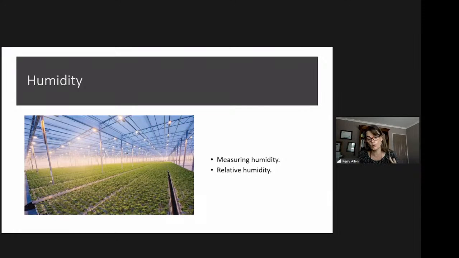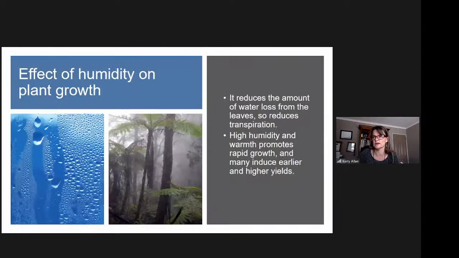Okay, so along with water, we have humidity. They go hand in hand. Humidity is, remember, the amount of heat and water that's in the air. So you need to understand how to measure humidity and what the relative humidity is for your plants. If it's really humid, that means there's a lot of water in the air and it's quite hot. But there are also plants that prefer no humidity, so little water in the air and little heat.